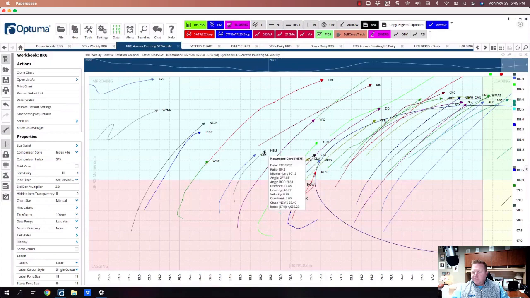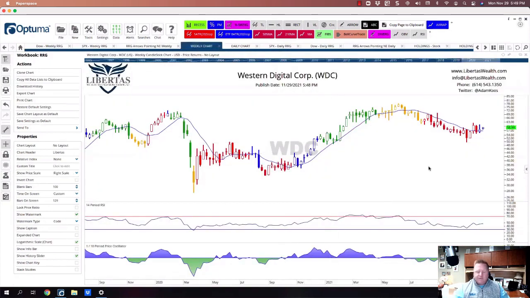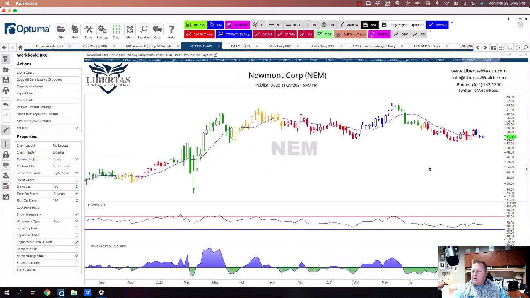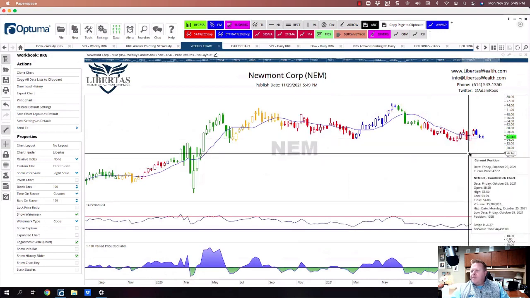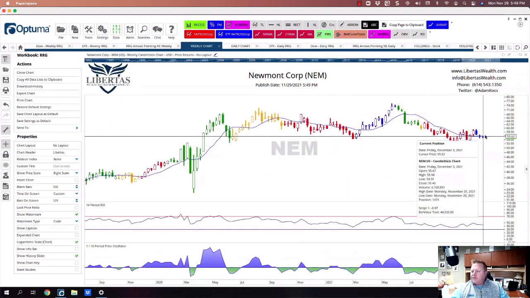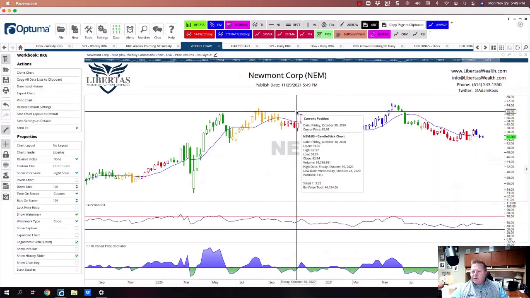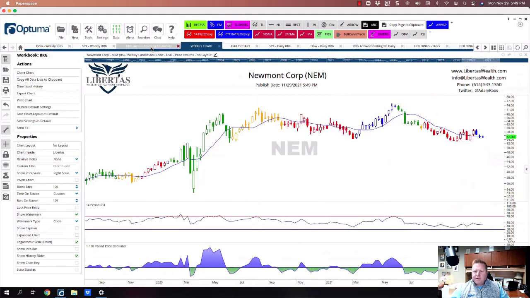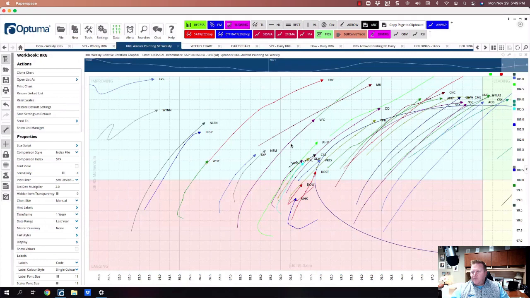Let's see here, Newmont. This is going to be gold mining. So Newmont Corp. I'm not a fan. It's kind of chopping sideways. If this thing were to head back above its 10-week, then I might be interested in analyzing it a little bit further, but as long as it's below the 10-week, it's one of the filters that I prefer to use. So I'm just not going to be interested in it.